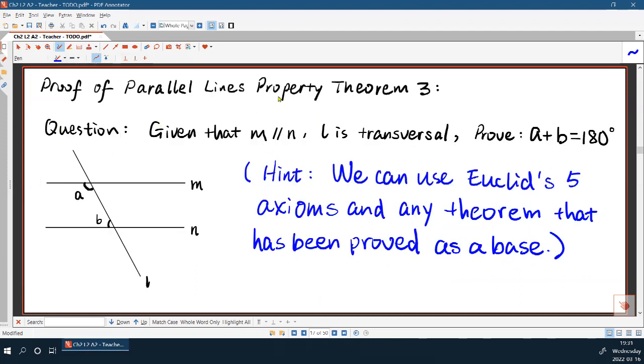Okay, let's try to prove the property theorem 3. I'll give you 2 minutes to think about this. Actually, the question is, given that M is parallel to N and L is a transversal, prove that the same side interior angles A and B are supplementary. That is to say, the sum of A and B equals 180 degrees, right? Again, so far we have learned Euclid's 5 axioms and property theorems 1 and 2. You can use either of these or combined to prove the property theorem 3 here.